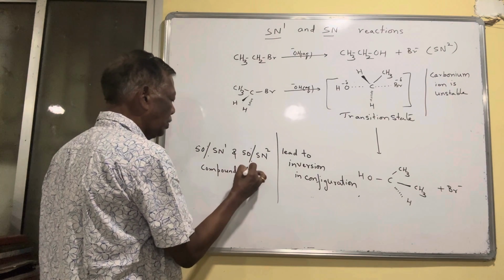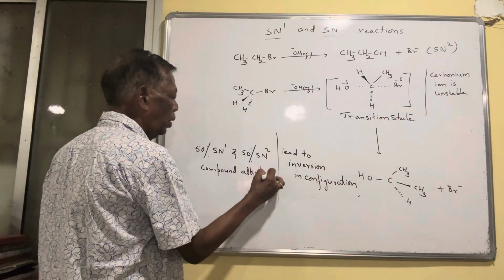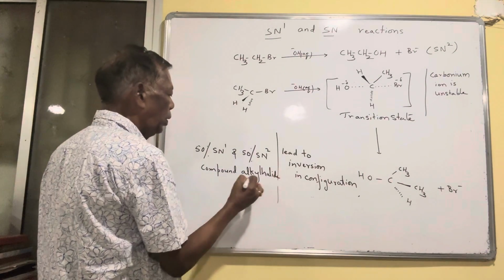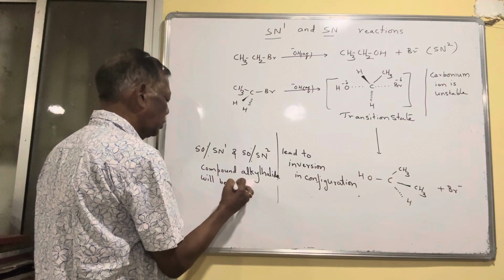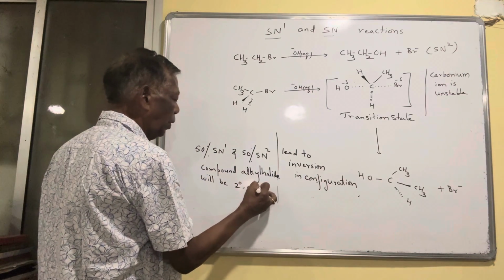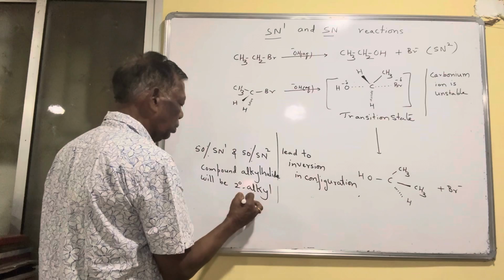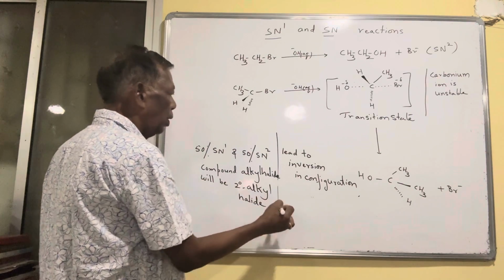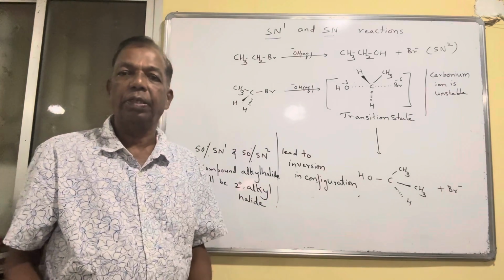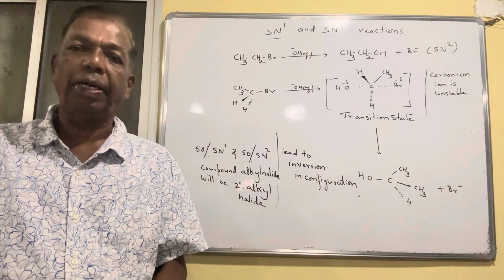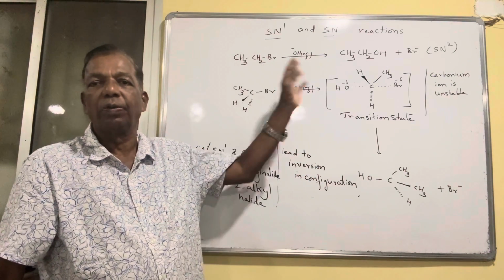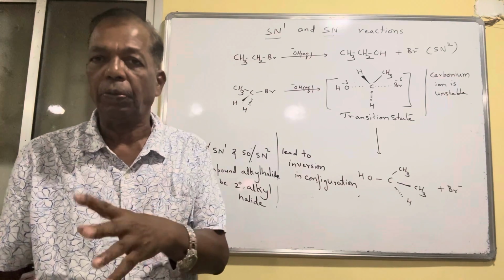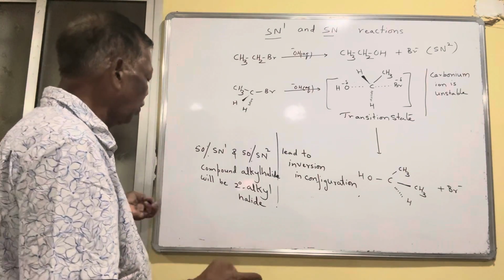The compound, alkyl halide, will be what? Secondary alkyl halide. So please make a note of it properly: primary alkyl halide, secondary alkyl halide, and tertiary alkyl halide, what type of nucleophilic reaction they will undergo. Okay. Now one more important point.